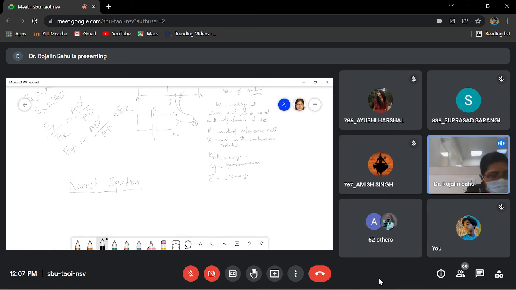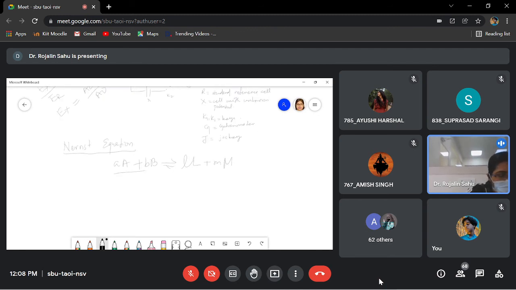So let us consider a hypothetical cell reaction aA plus bB gives cC plus dD. So this is the product side, this is the reactant side. So if we apply Van 't Hoff's reaction isotherm, you know delta G is equal to delta G0 plus RT ln Q. Q is the reaction quotient here. So again you know that minus nFE is equal to minus nFE0, because delta G is equal to minus nFE plus RT ln Q.